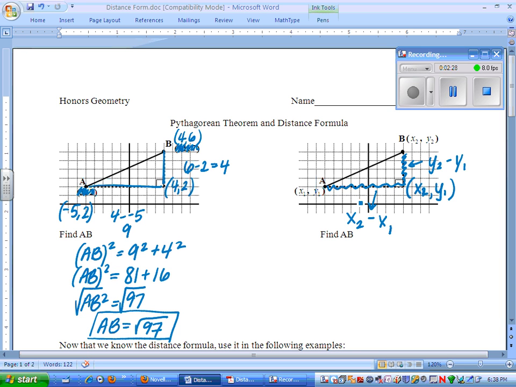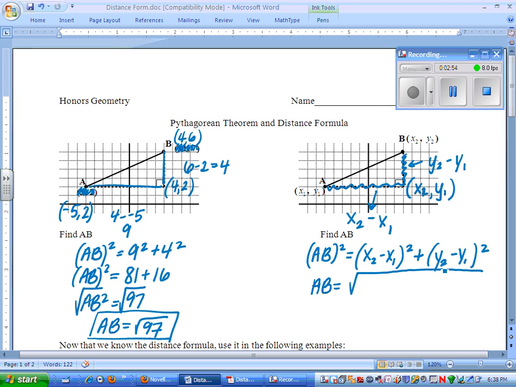I'm going to use the Pythagorean theorem to find AB. So again, c squared equals a squared, x2 minus x1, and now remember, it's okay to switch a and b, plus b squared, y2 minus y1. Remember, this is my side A, this is my side B. In order to get AB alone, I'm going to take the square root of both sides. So I derive the square root of x2 minus x1 squared plus y2 minus y1 squared. And right here, we just derived the distance formula.